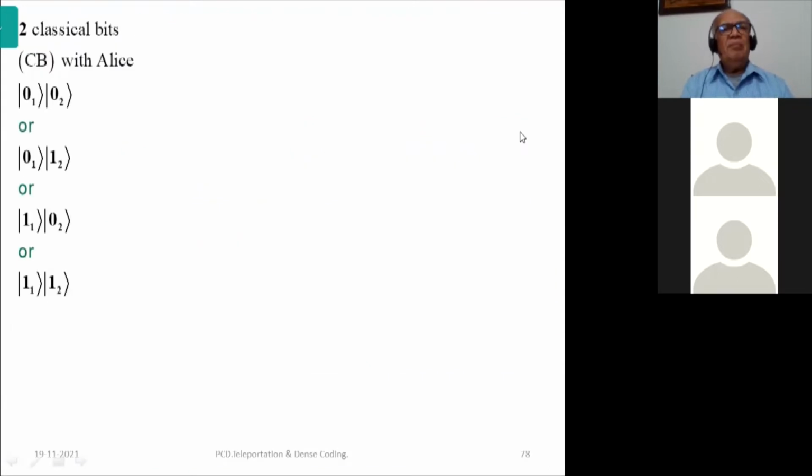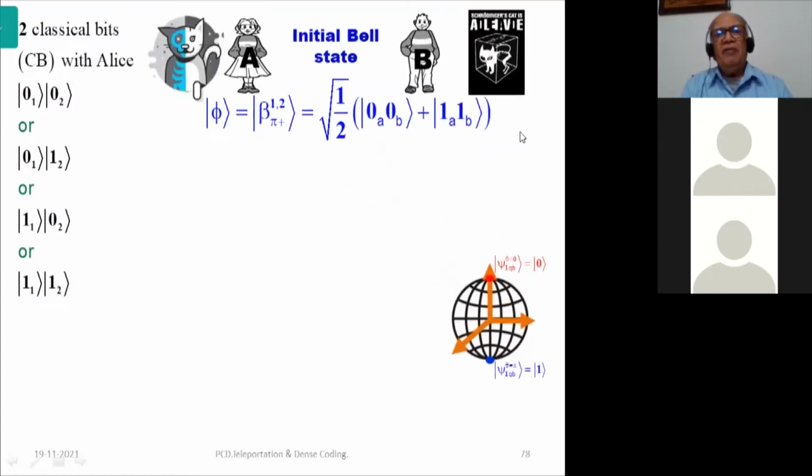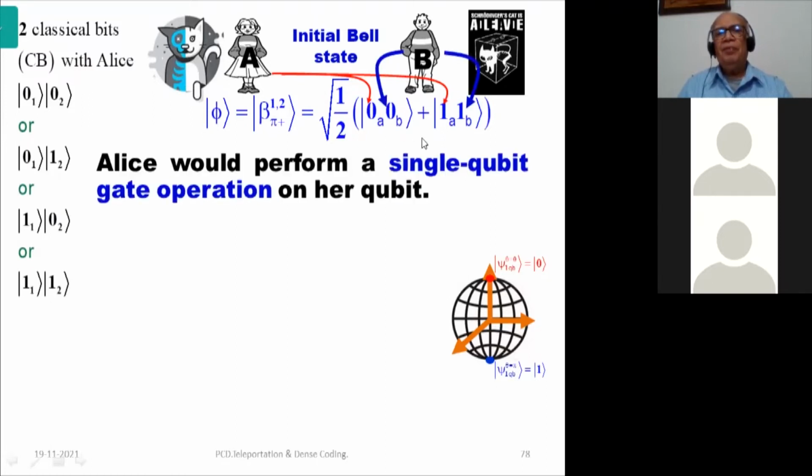So these are the classical bits with Alice. She has two classical bits, 0 0, 0 1, 1 0, or 1 1. And they have an initial Bell state. This is our initial condition. Alice has got the qubit, and her qubit is over here. The second qubit is with Bob, and that is at a different location.